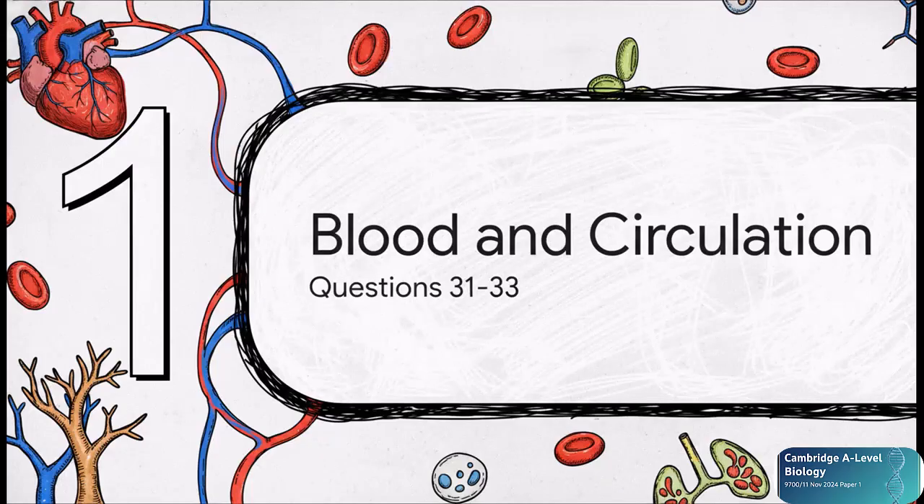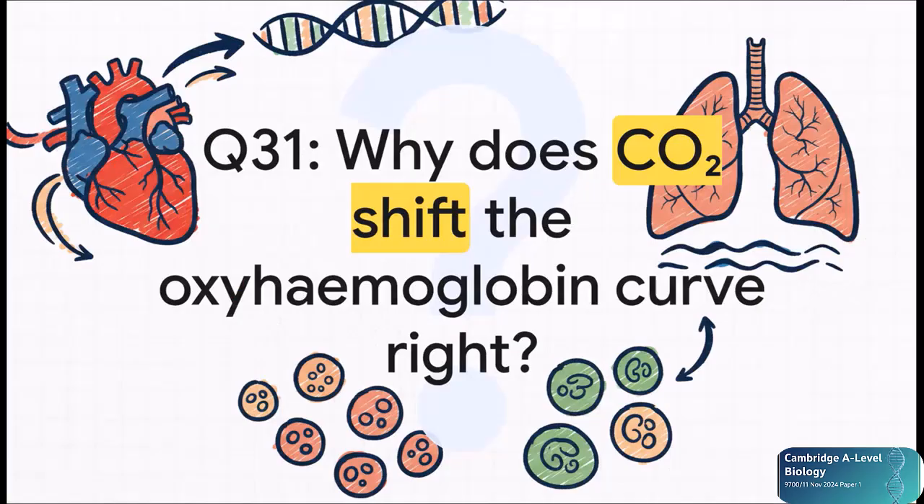So, we're kicking things off with a huge topic, the circulatory system. The next 3 questions, 31 through 33, are all about how our blood does its amazing job, from hauling oxygen around to keeping our tissues happy. Right, question 31. This is an absolute classic.